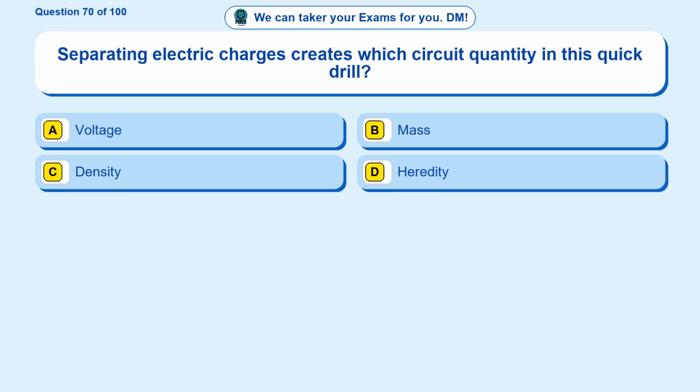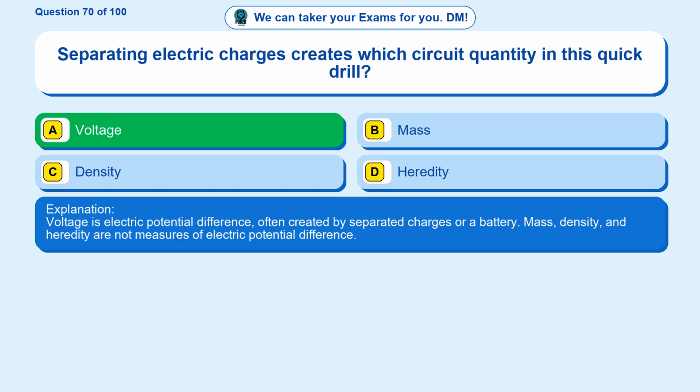Question 70. Separating electric charges creates which circuit quantity in this quick drill? Option A, voltage. Option B, mass. Option C, density. Option D, heredity. The correct answer is option A. Voltage. Voltage is electric potential difference, often created by separated charges or a battery. Mass, density, and heredity are not measures of electric potential difference.